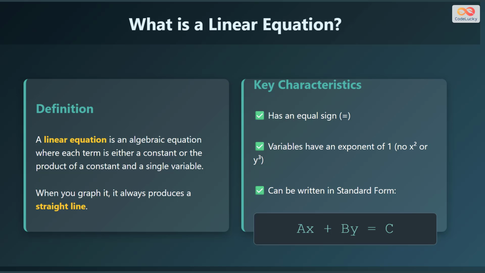So, what exactly is a linear equation? Simply put, it is an algebraic equation where each term is either a constant number or a variable multiplied by a constant. The most important thing to remember is that when you graph these equations on a coordinate plane, they always form a perfectly straight line. You won't see any curves or bends here.